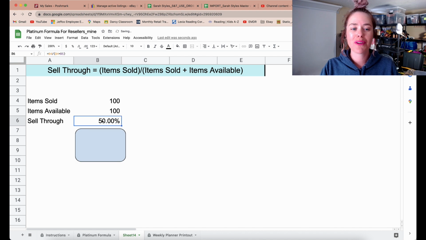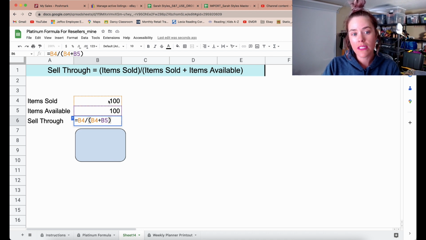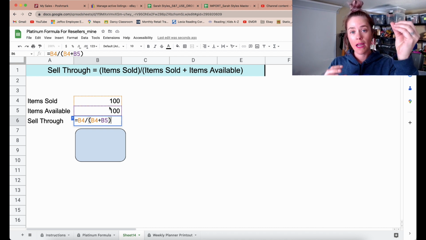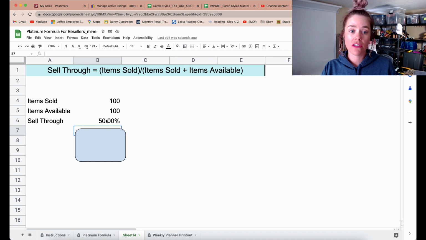Wrong. So what we're looking at, and I'm going to click on this, you can see up here in the formula bar, I'm taking B4, right? So this is going to be my items sold divided by the 2 together. So it's actually 100 divided by 200, which gives me a percentage, and that gives me a 50% sell-through rate, right? So let's do one more example.